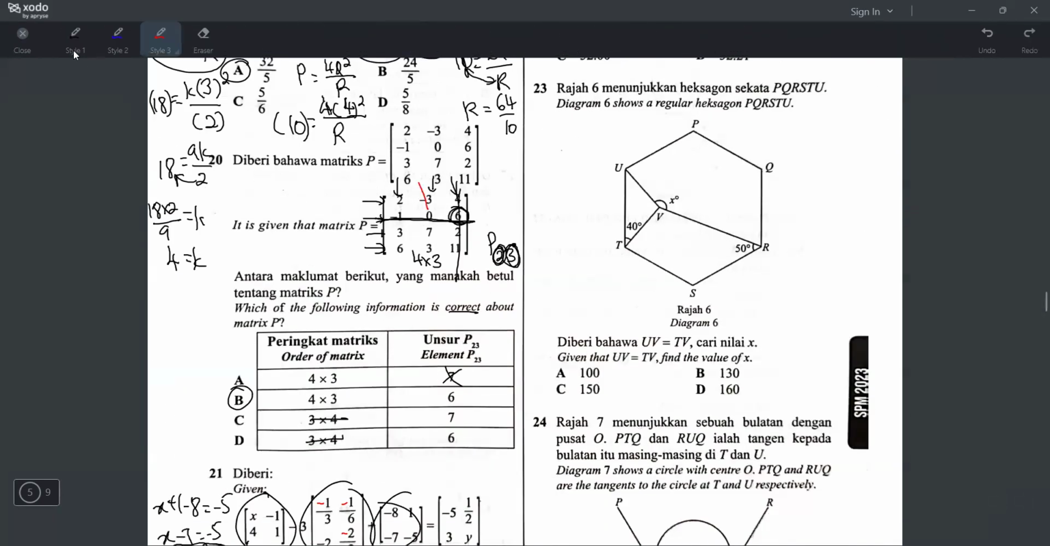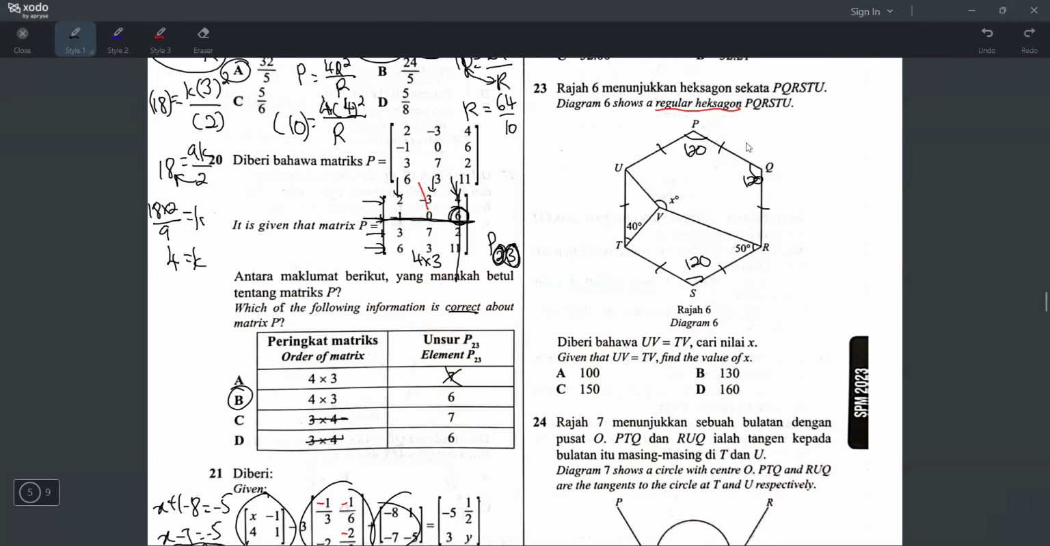Okay, let's do 23. Diagram 6 shows a regular hexagon PQRSTU. The moment I see this word regular hexagon, hexagon sekata, I will straight away go to the hexagon. I will draw this line. Okay, because regular means sama panjang. And also all the angles here, I'll write 120, 120. This whole thing also 120. This is also 120. For all the sudut is 120.